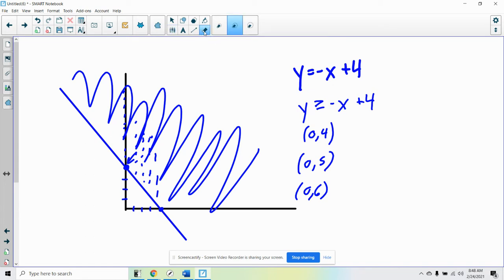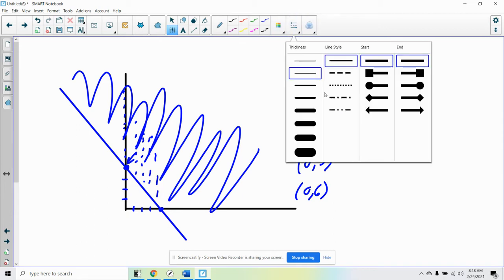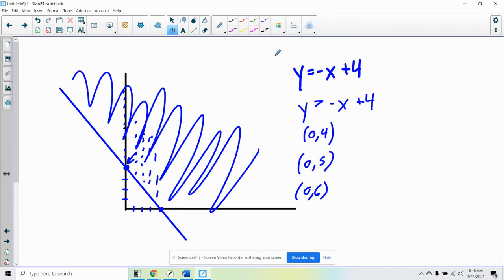Now, if I said, I don't want y to be greater than or equal to negative x plus 4, I want y to be just greater than negative x plus 4. So that means I want all the points above this line, but I don't want to include the line anymore. So how do I represent the line but not include it? To do that, we take a dotted line. I'm going to make it red.